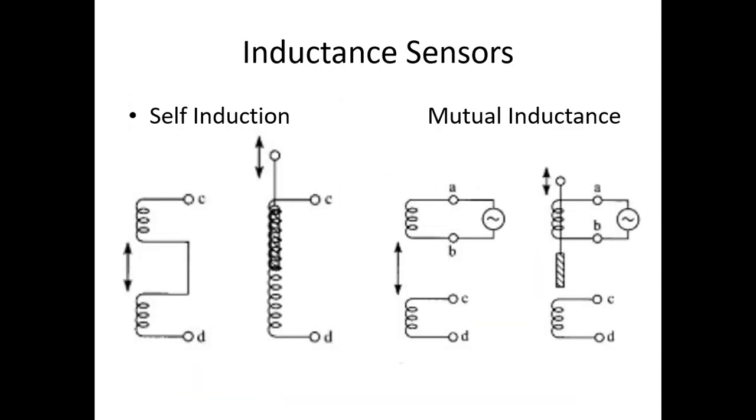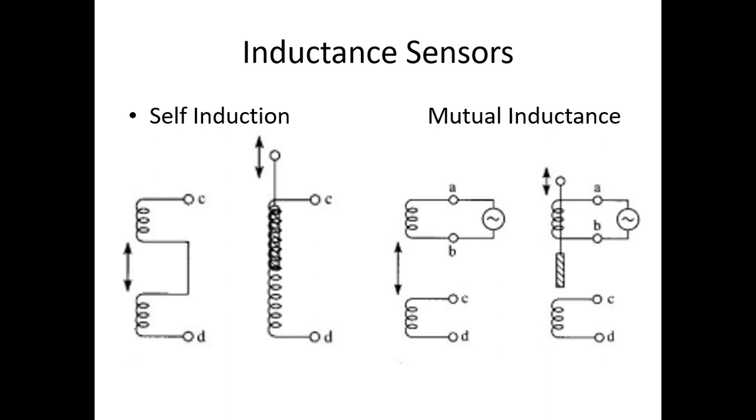So now we are talking about inductance sensors. Here again, the physical quantity being measured is going to change the inductance of the material, and inductance comes in different types. Inductance is classified into self-inductance and mutual inductance.